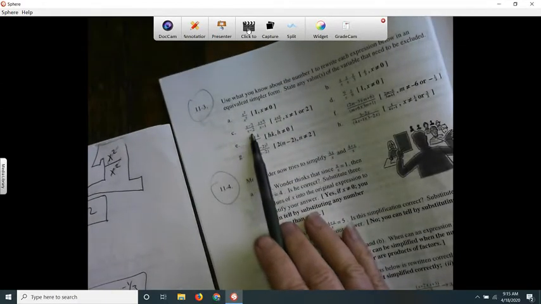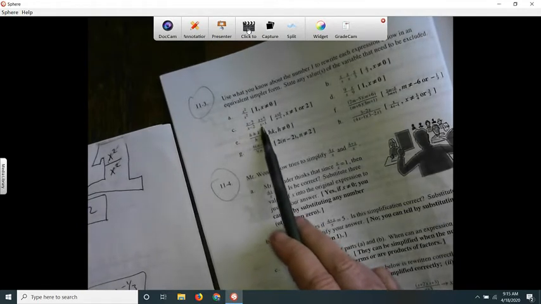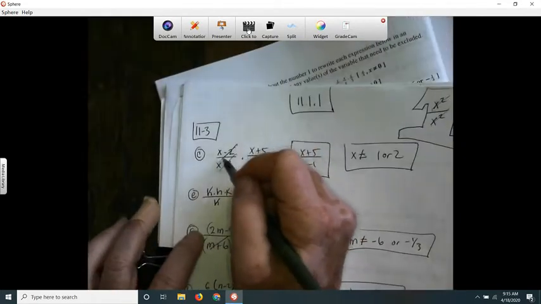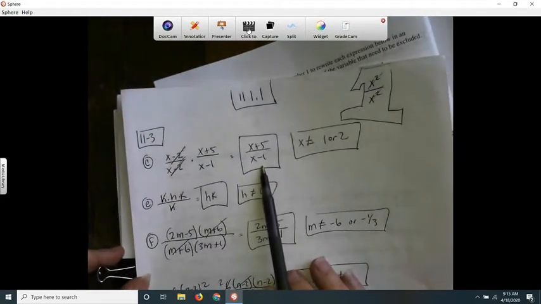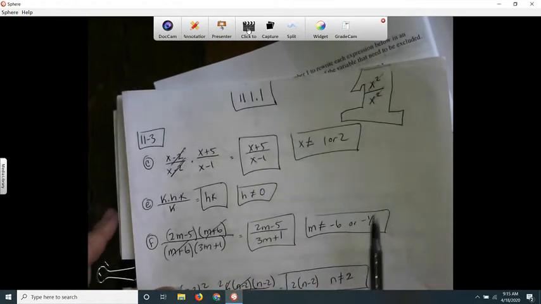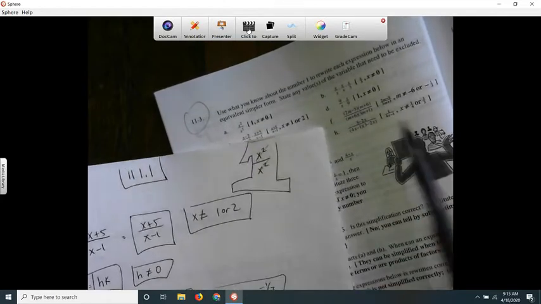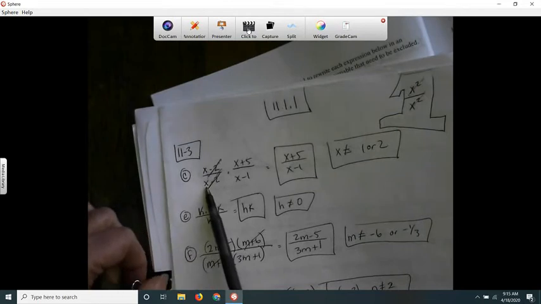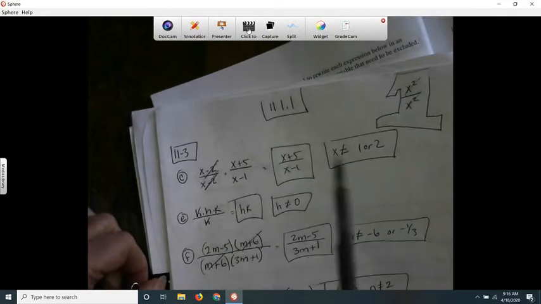Well, those cancel out, over x plus 5, x minus 1. So you'd cancel that whole thing out. See, these cancel out. And then your answer would just be x plus 5 over x minus 1. Now, they're asking us to state any values of the variable that need to be excluded. So we can't have 0 denominators. So here a 2 would make a 0 denominator, and here a 1 would make a 0 denominator. So I'm excluding 1 and 2.